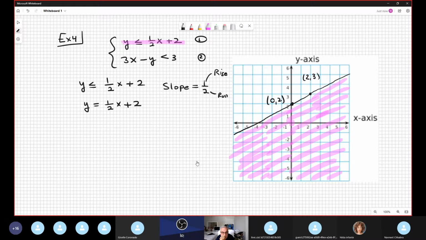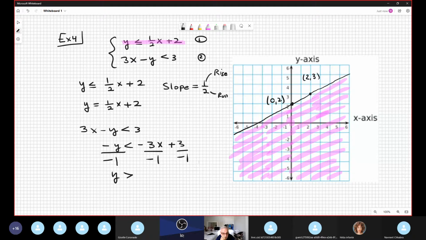Now we are doing the second. The second is 3x minus y less than 3. And of course, as always, you solve for y. Minus y is less than minus 3x plus 3. Divided by -1 to get y alone, you reverse the sign because you are dividing by a negative number. This is y greater than 3x minus 3.